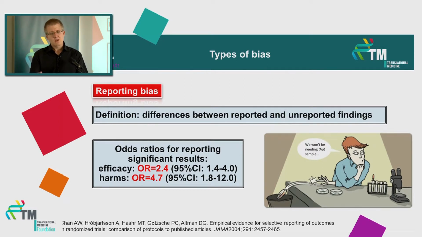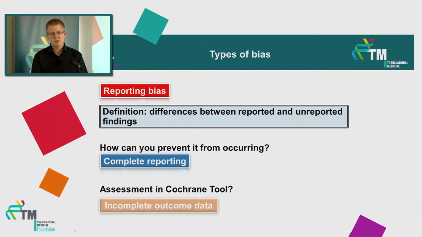If you take a look at the example, studies are more likely to report about harms than about efficacy, for example. How can you prevent it from happening? By checking the complete reporting. If you check the protocols of a randomized controlled trial and compare them to the manuscript of the publication, you may observe these differences.